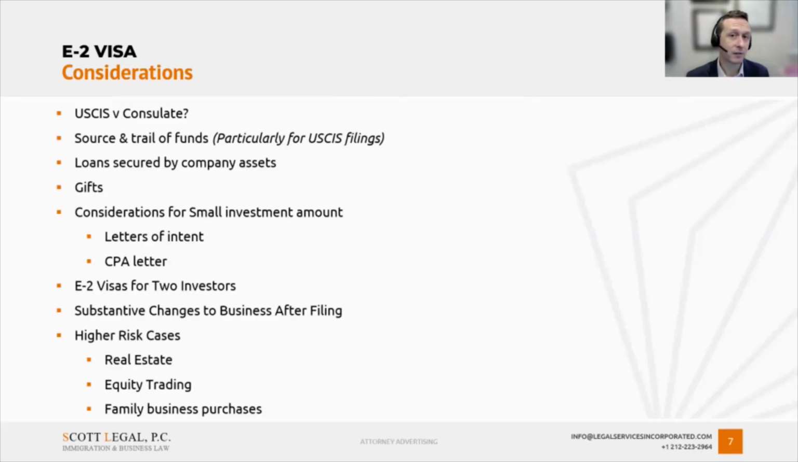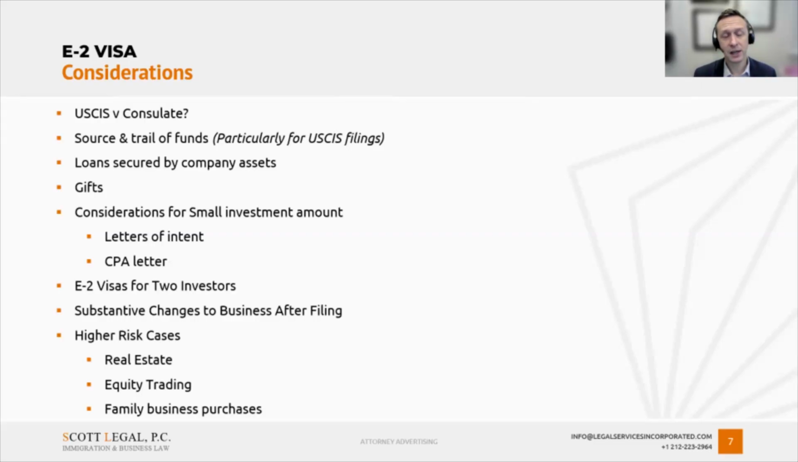What USCIS, if you apply through them, what they're going to do is they're going to give you E-2 status, which will let you work at the E-2 business as long as you're in the US. But the moment you leave the US, you abandon that status, and you're going to have to go to a consulate and get a visa if you want to come back in E-2 status.